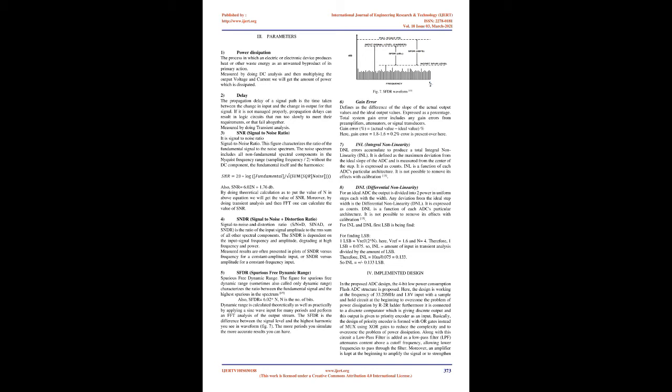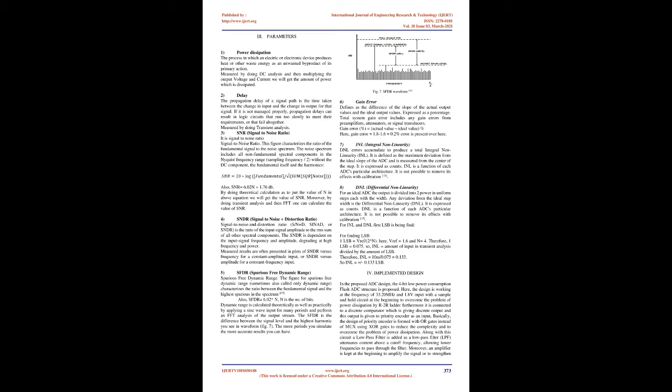SFDR, spurious free dynamic range. The figure for spurious free dynamic range, sometimes also called only dynamic range, characterizes the ratio between the fundamental signal and the highest spurious in the spectrum. Also, SFDR equals 6.02 * N, where N is the number of bits. Dynamic range is calculated theoretically as well as practically by applying a sine wave input for many periods and performing an FFT analysis of the output stream. The SFDR is the difference between the signal level and the highest harmonic you see in the waveform, figure 7. The more periods you simulate, the more accurate results you can have.